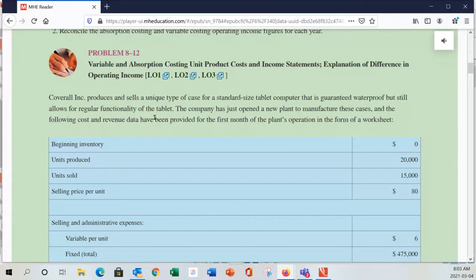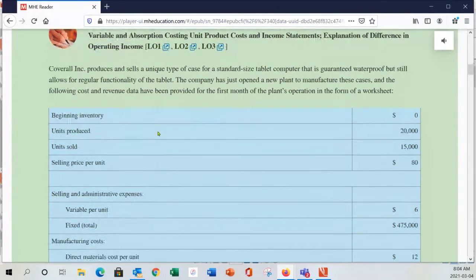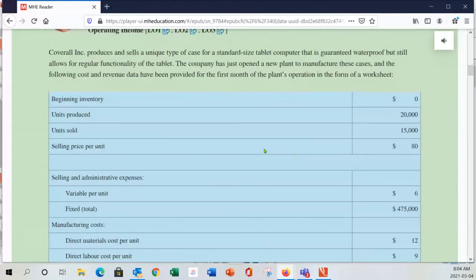Coverall produces and sells a unique type of case for standard size tablet computers, waterproof. The company just opened a new plant to manufacture these cases, and the following cost and revenue data has been provided for the first month of the plant's operation in the form of a worksheet. So we look at our inventory here. This is all in dollars.